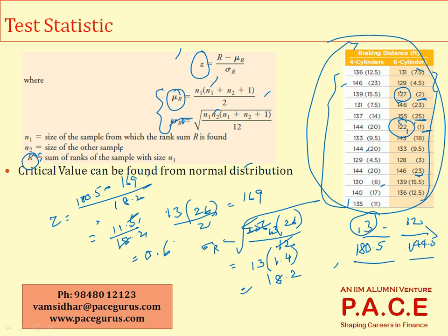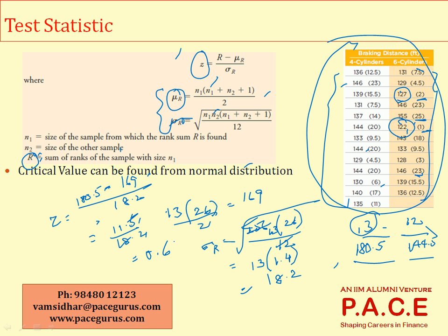Now my Z value has come out to be 0.6, and all I am looking at is the critical value. And because this is the normal distribution, the critical values at 95% confidence level or 5% level of significance is minus 1.96 to plus 1.96. And because my test statistic Z value is 0.6 and it lies between minus 1.96 to plus 1.96, which means it does not lie within the critical region. So I need not reject the null hypothesis.